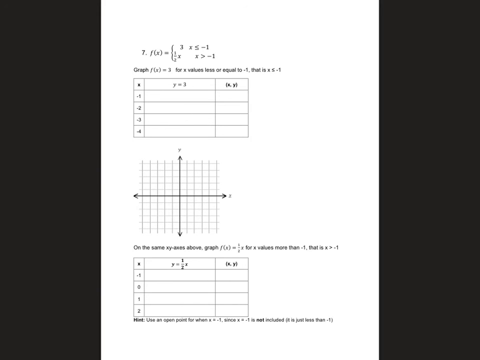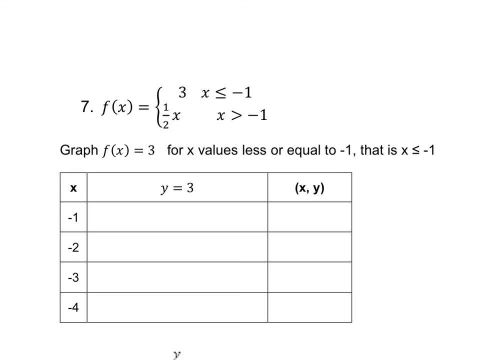Okay, number 7. Let's look at this one. So the function is defined by f of x equals 3 for x values less than or equal to negative 1. So if we put that in interval notation, we're going from negative infinity up to and including negative 1. So we want the bracket. And then it's 1/2 x for x values that are greater than negative 1. So we're going to use a parenthesis, negative 1, infinity.